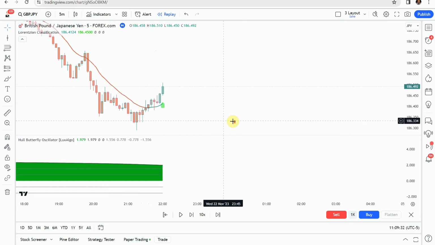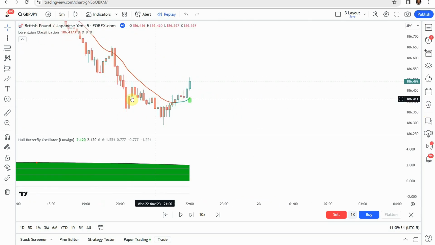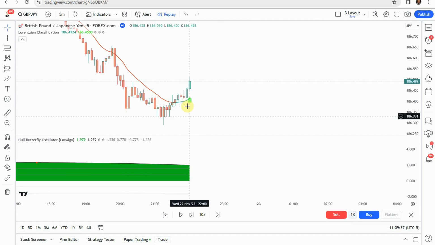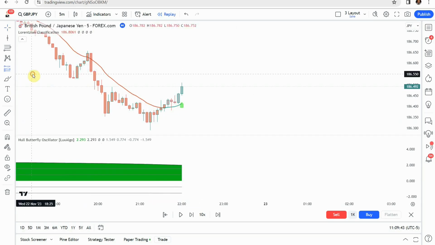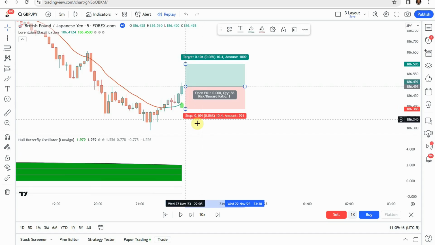And so at that point, what we're looking for is the Lorentzian classification to then give us a green tag. Again, it can be a faint green. It doesn't matter as long as it's green. You can see this one's pretty faint. But that is going to be the criteria to then enter a long position.